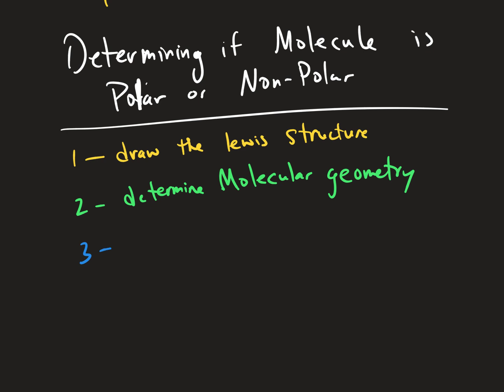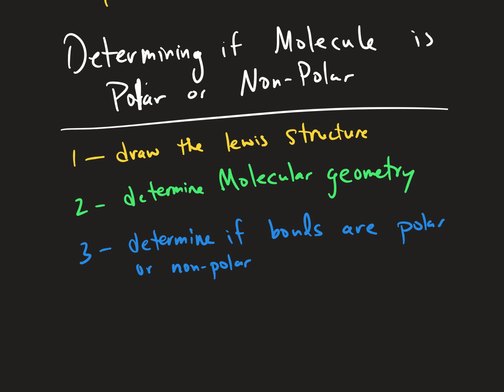Step three, determine if bonds are polar or nonpolar, and that's what we just learned. Any questions on that? I'm not going to describe each step again. We just did that. You find the difference in electronegativity. If there's a difference greater than 0.5, it's polar. If it's less, nonpolar. Should say greater than or equal to 0.5, right?